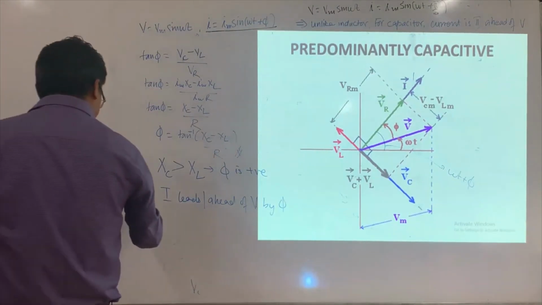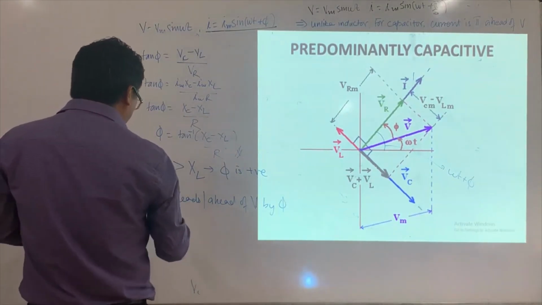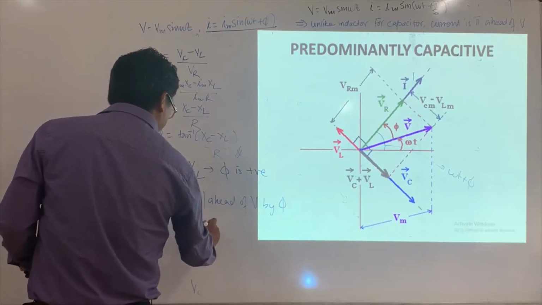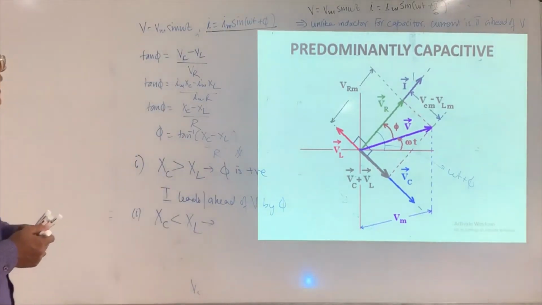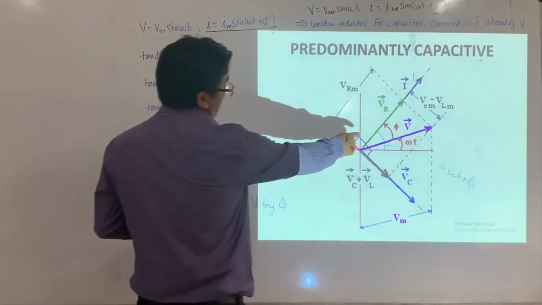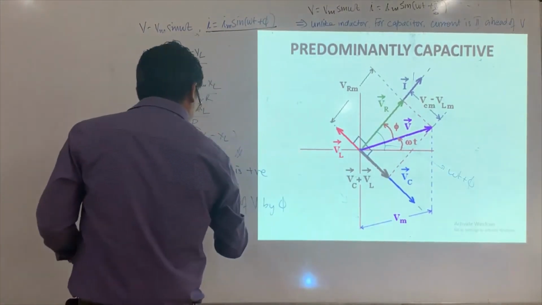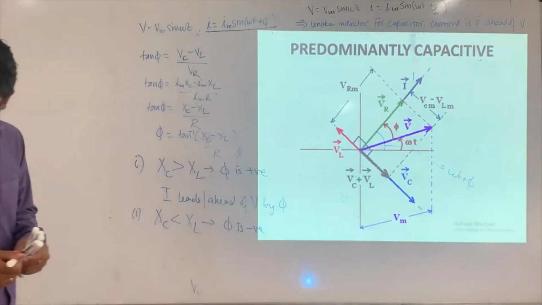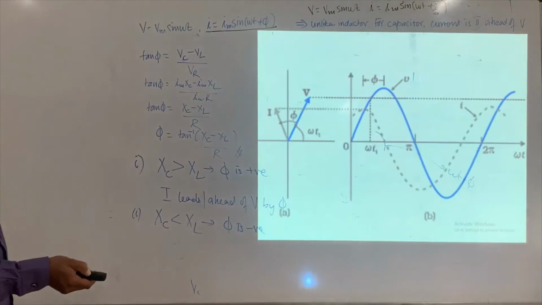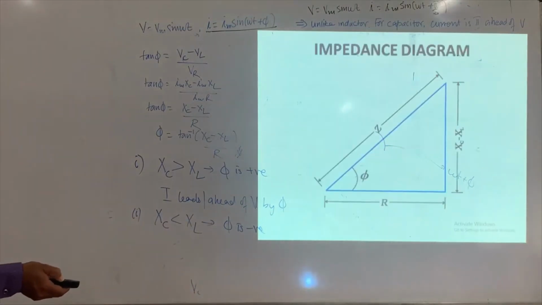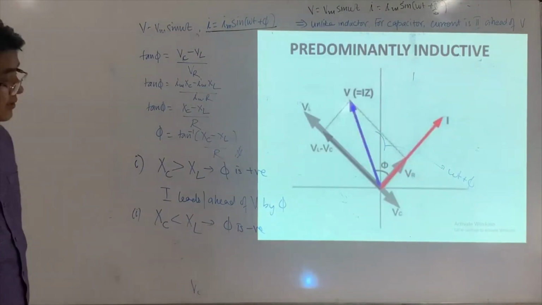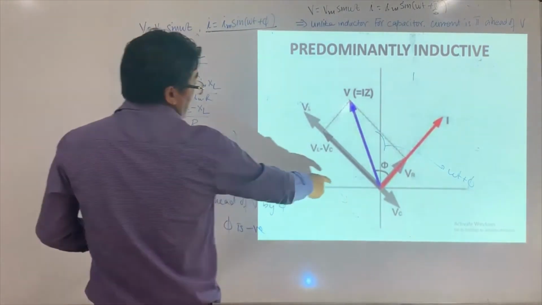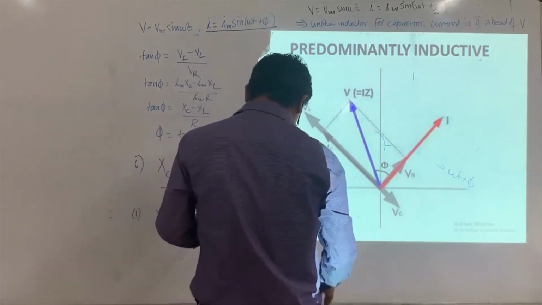And the second case: if XC is less than XL, then phi is negative. I'll show you this diagram. This is the diagram. This is negative.